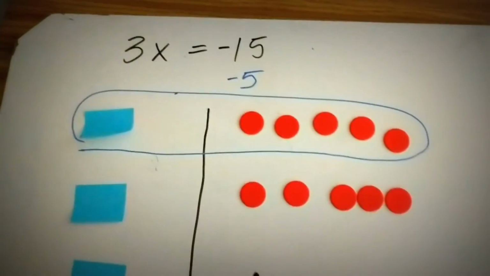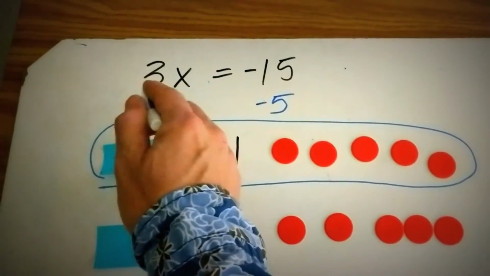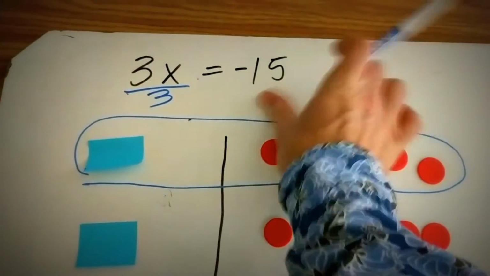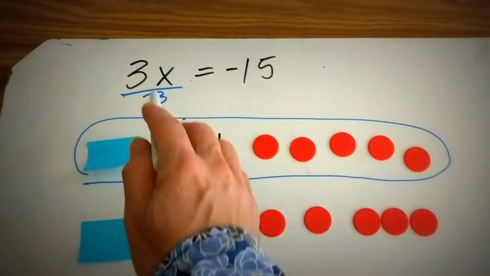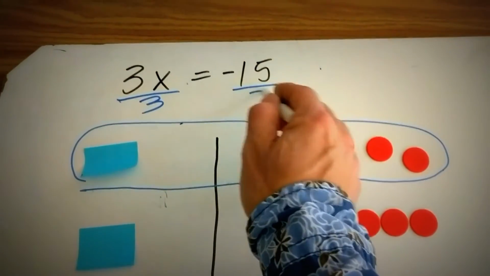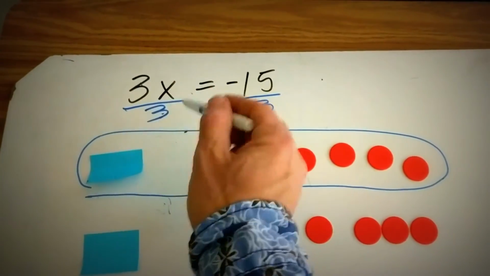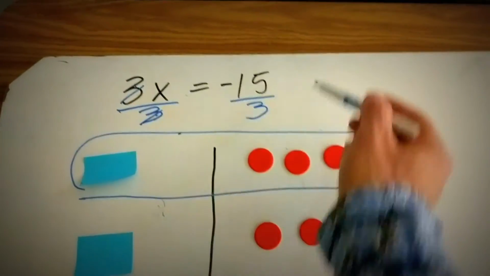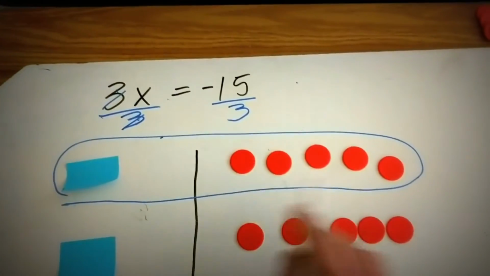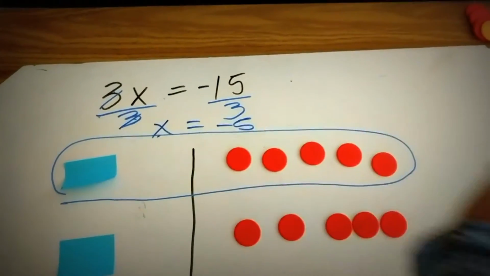To do this mathematically, I'm going to use the inverse operation of multiplication, which is division. So it's going to look like a fraction. I'm dividing by 3 on both sides, so this is dividing by 3. This is also dividing by 3. 3 divided by 3 cancels each other out. Negative 15 divided by 3 is negative 5, just like our solution here. So x would equal negative 5.